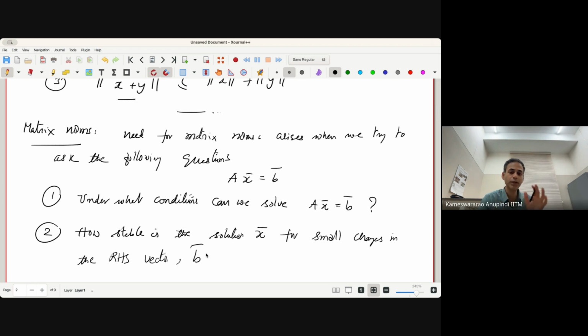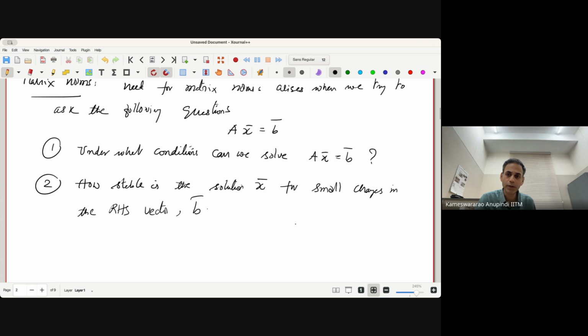That means if we perturb B, how does the solution X bar change? We change B bar to some slightly perturbed B tilde bar. Then how much does the solution change? Will X bar also change in a similar way? If B is perturbed by a small amount, will X bar change by a small amount, or by a large amount? And under what conditions can we solve Ax equal to B? Let's say we are given Ax equal to B. What are the conditions in which we can solve this?